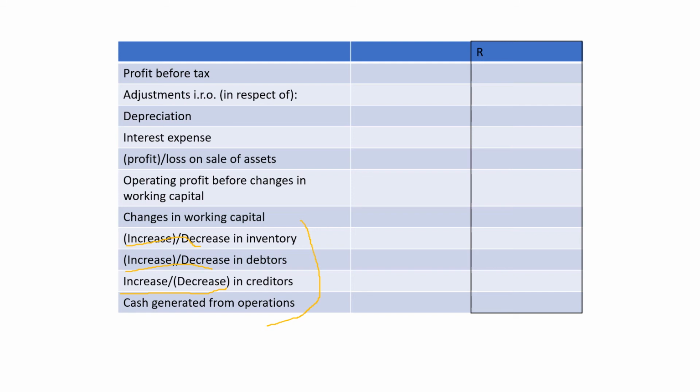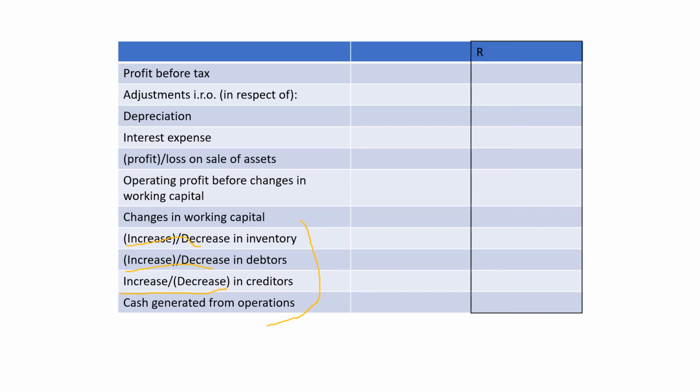Now if it decreased, let's say in the current year it's 10,000, in previous year it was 20,000, it means somebody bought the inventory. There was money coming in the business. More money came in the business, you sold the inventory, more money. That means a positive. So if your inventory decreased, you take the difference between the current year and the previous year and you put it as a positive.